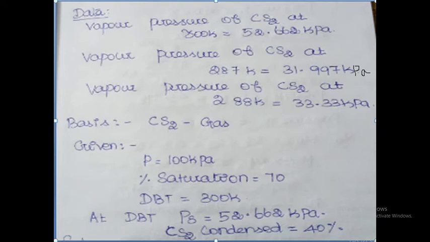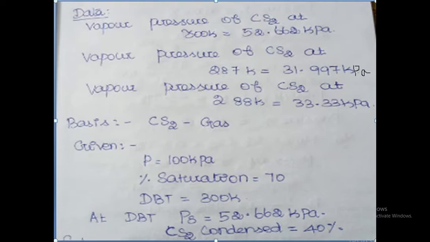Other data: vapor pressure of CS2 at 287 Kelvin is equal to 31.997 kilopascal. This is the additional data. Another data is given: vapor pressure of CS2 at 288 Kelvin is equal to 33.33 kilopascal. Only after finishing this problem will we know the cooling temperature. Refer to the vapor pressure. Okay.